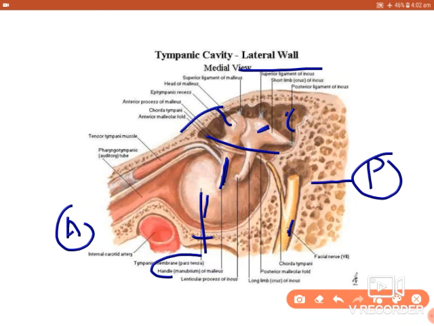Then on the posterior wall, you can see this nerve is the facial nerve. It is providing a branch there. This is the chorda tympani. It is going to this lateral wall. In the anterior of this lateral wall, you can see this muscle. This is the tensor tympani muscle, which is attaching to the handle of this malleus.